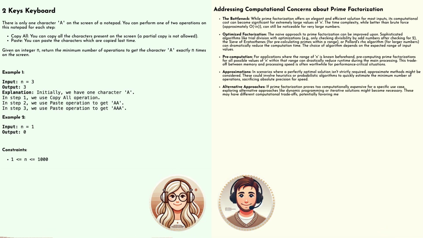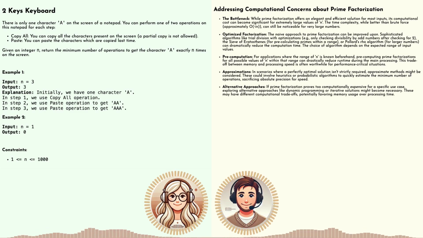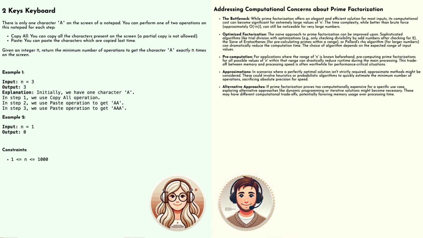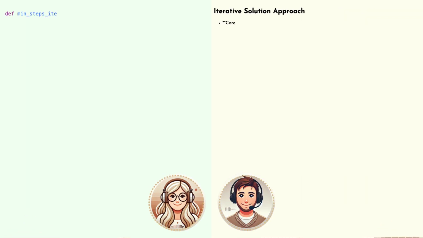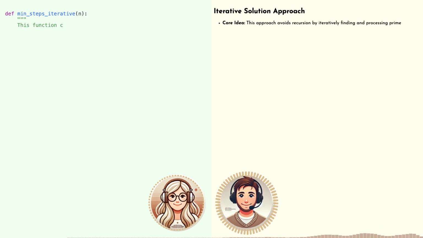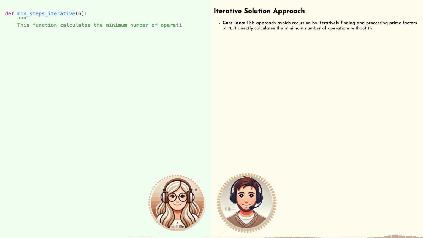Okay, so think about this. If a number has a prime factor that's bigger than its square root, it must have another prime factor that's smaller than its square root. It's like a balancing act. Right. Okay, I see. So even if our n is a really big number, we can still find the prime factors we need pretty quickly. Relatively quickly, yeah. But how do we use those prime factors to actually write a solution?